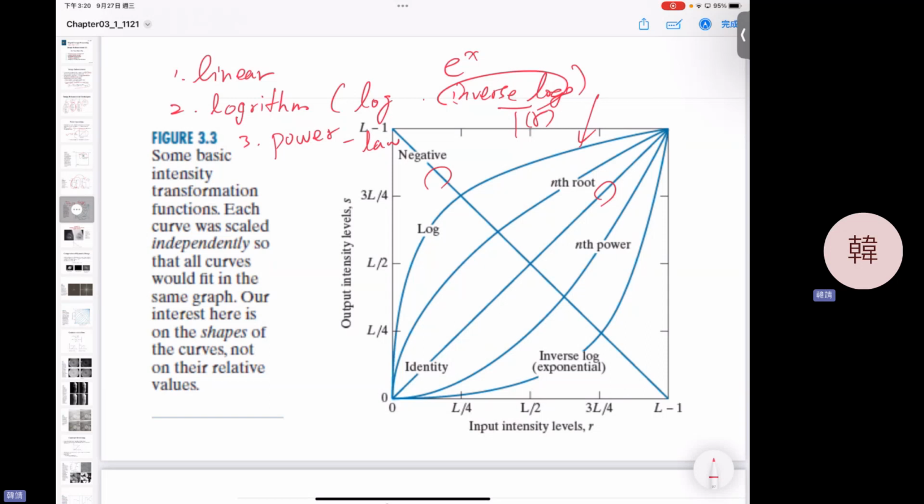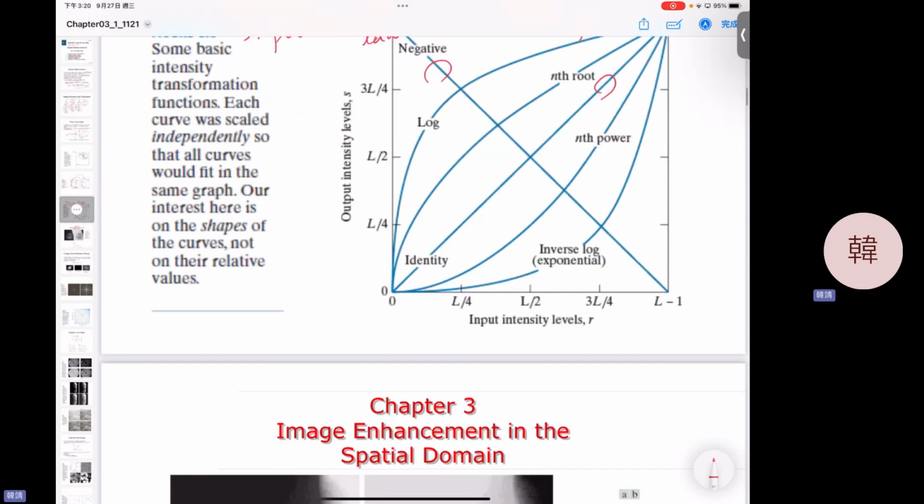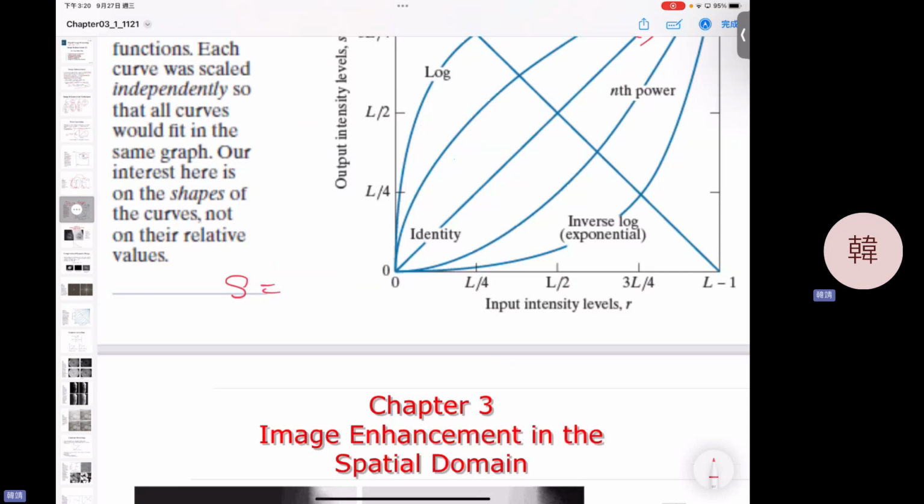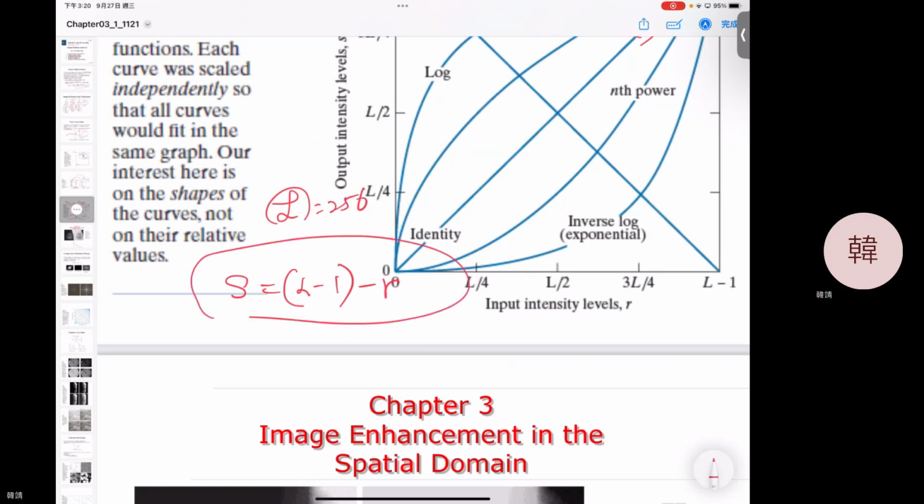So what's the result? You just write it down like this. Your output is equal to what? L is equal to 256, so you have 256 different gray levels, and your highest intensity, the white color, should be L minus 1, which is 255, and then minus your input r. So this is linear, and we call it a negative transformation.